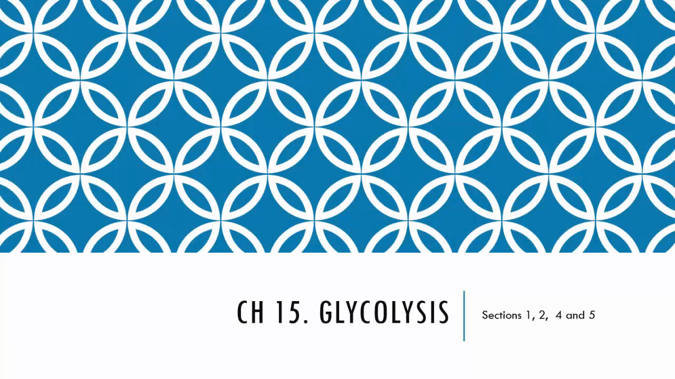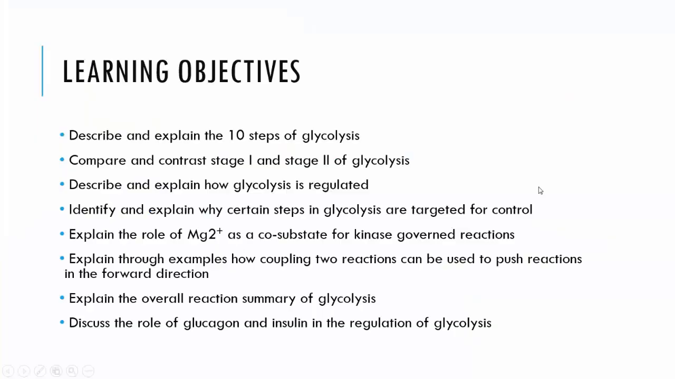In this lecture, we are covering glycolysis, which is covered in Chapter 15, Sections 1, 2, and 4 of Voet and Pratt. Specifically, we are focusing on the steps in the glycolytic pathway and the enzymes involved and how this pathway is regulated by controlling these enzymes. Here are the learning objectives or outcomes for this content.